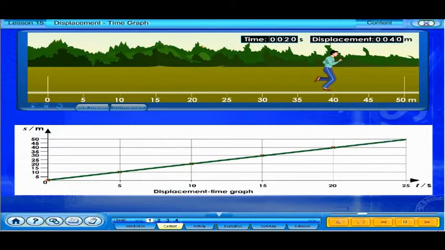This is the man's displacement time graph. Find out when the man will reach the end of the track from this graph. Draw dotted lines from the 50 meters on the y-axis to the graph and then from the graph to the x-axis. It takes 25 seconds for the man to reach the end of the track. Drag the slider to any position to find out the time according to the man's position.